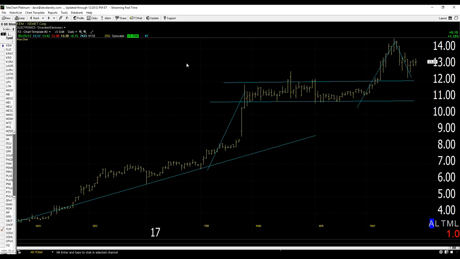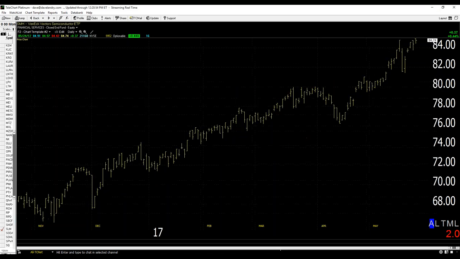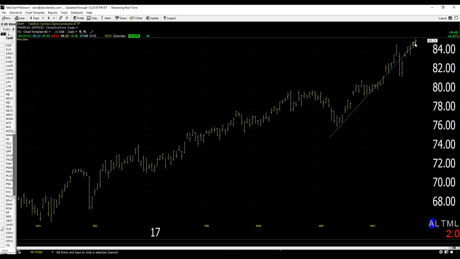And the overall semis, let's take a look at the SMH for S&Gs. The overall semis look like this. Find something that's also in a trend but has set up. Okay, so I'd leave that one alone. DDD, just joined.